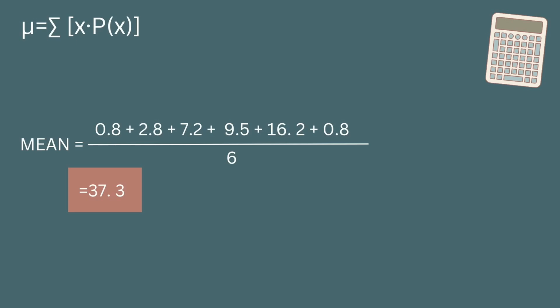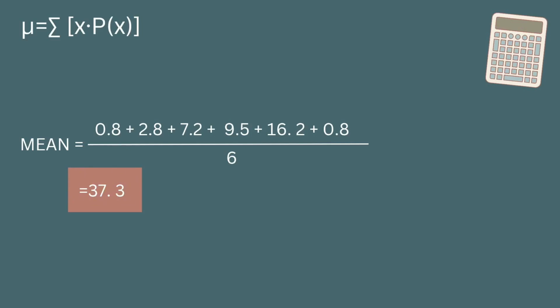Let's do it. So now we will get the summation of all the numbers we got from multiplying x and p of x. So we have 0.8, 2.8, 7.2, 9.5, 16.2, and 0.8. Whatever numbers that we will get from adding all of those numbers, we will divide it by how many numbers or categories that we have in our situation. So we have 6. So we will divide it by 6. And finally, we will get the number of 37.3. So this is our mean.